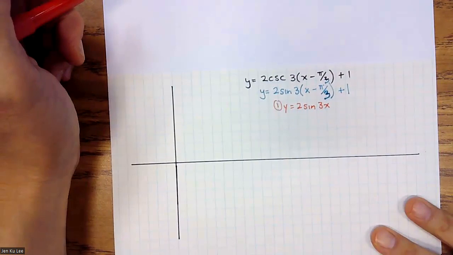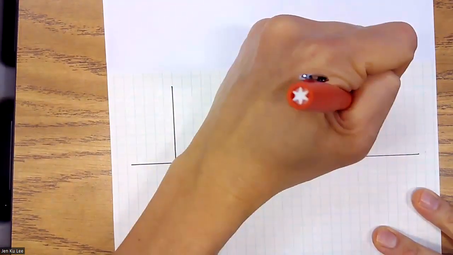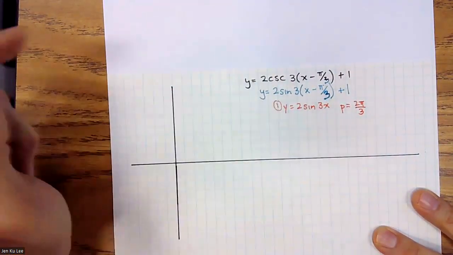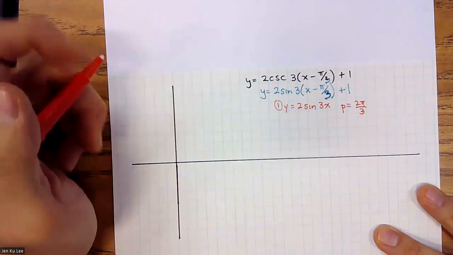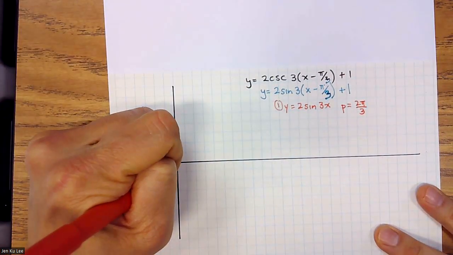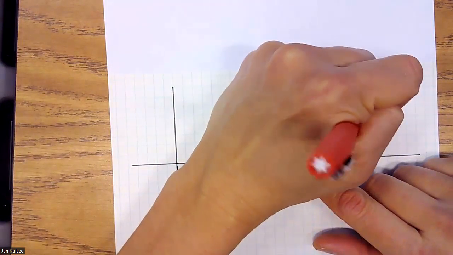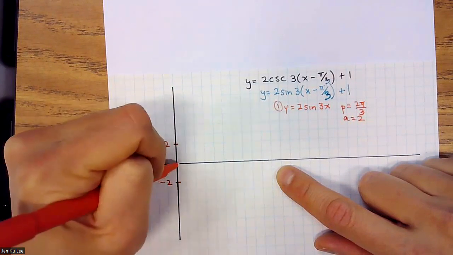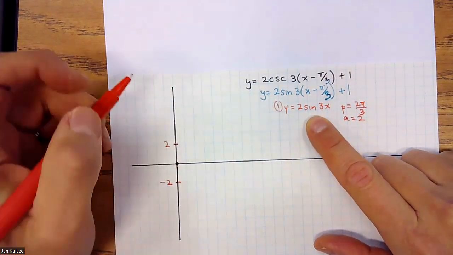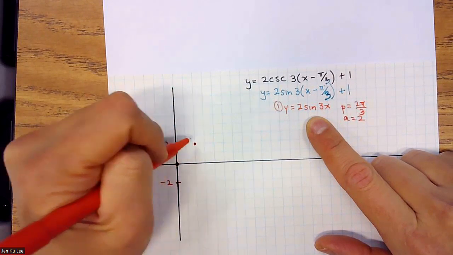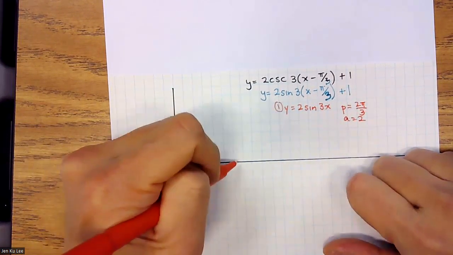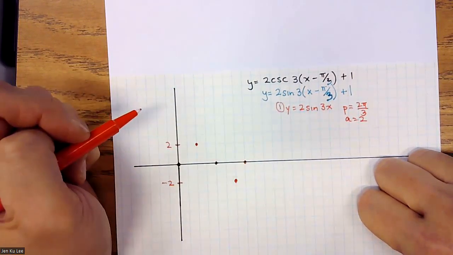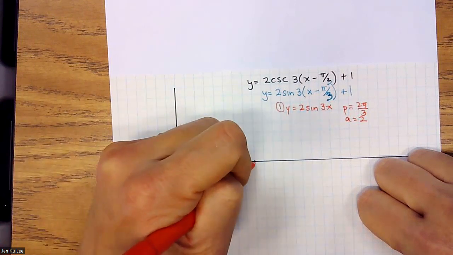Okay. So my period here is 2 pi over 3, right? 2 pi over this number. Okay, it's a sine function, and my amplitude is 2, right? So that's 2, that's negative 2, the sine function, so 0, comma 0. 2 boxes over, go to 2, 2 boxes over, go to 0, 2 boxes over, go to negative 2, 2 boxes over, go to 0. Oh, I went 1 box over.